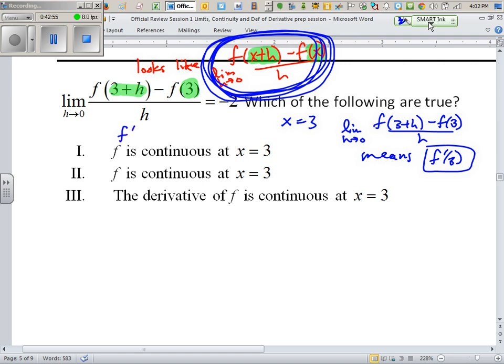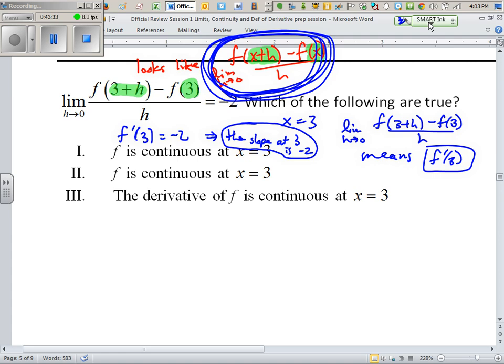So this sentence is f prime at 3 is negative 2. That's very meaningful. Sounds like there's a slope at 3. It means the slope at 3 is negative 2. That's what it means. Okay, now we can answer the question. If this statement is saying the slope at 3 is negative 2, then is f continuous at 3? Yes, it is. They wouldn't be giving us a slope if it weren't continuous.